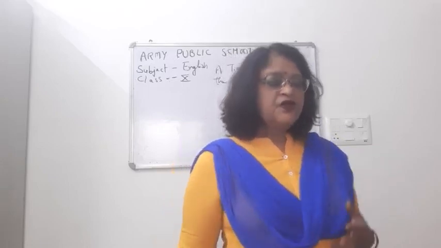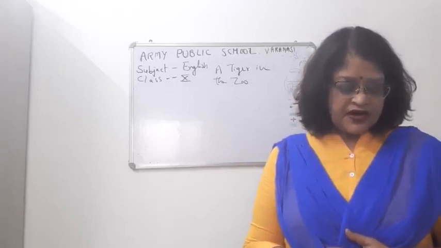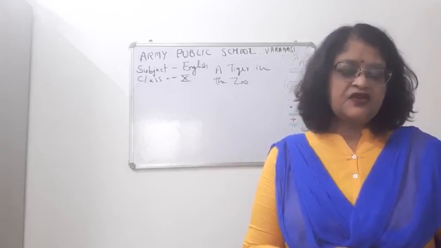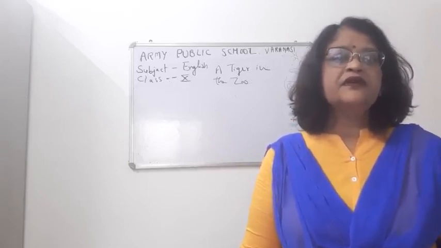Now, one or two long questions also I would like to do with you, children. So my first question is, give a contrasting picture of the tiger in his natural habitat and in the locked cage of the zoo. How does he feel and behave differently at both the places?